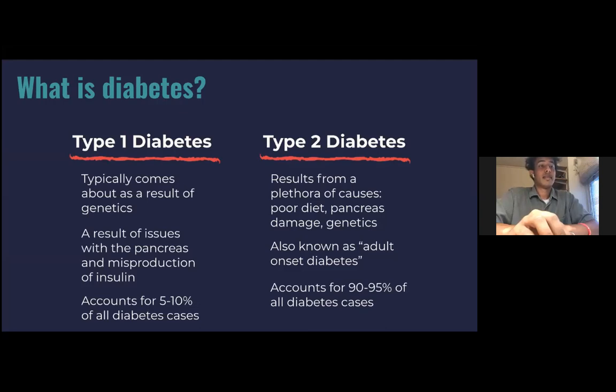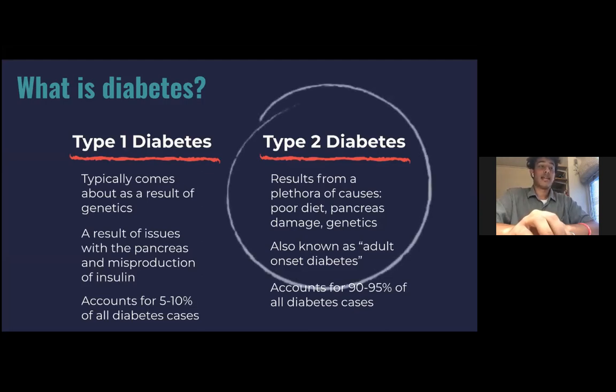Okay. The second type of diabetes is usually called type 2 diabetes. This type can really result from a plethora of causes. Poor diet can be a factor. Damage to the pancreas can be a cause, as well as genetics. This type of diabetes is commonly called adult onset diabetes because it usually manifests in adults. It accounts for approximately 90 to 95% of all diabetes cases, and is the type of diabetes that we'll be discussing for the rest of this talk.